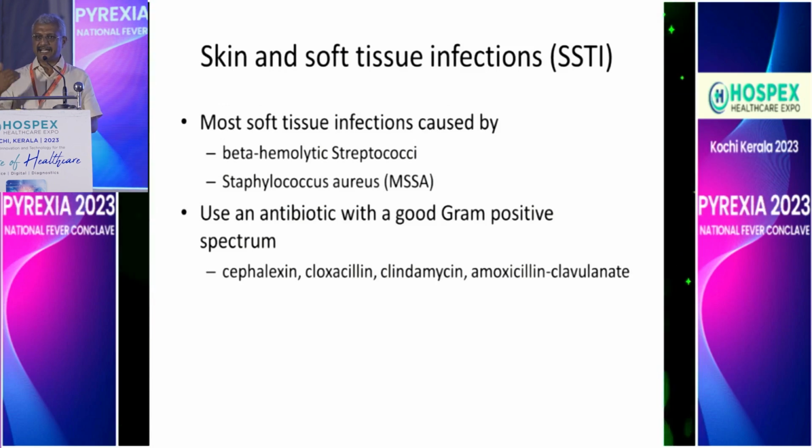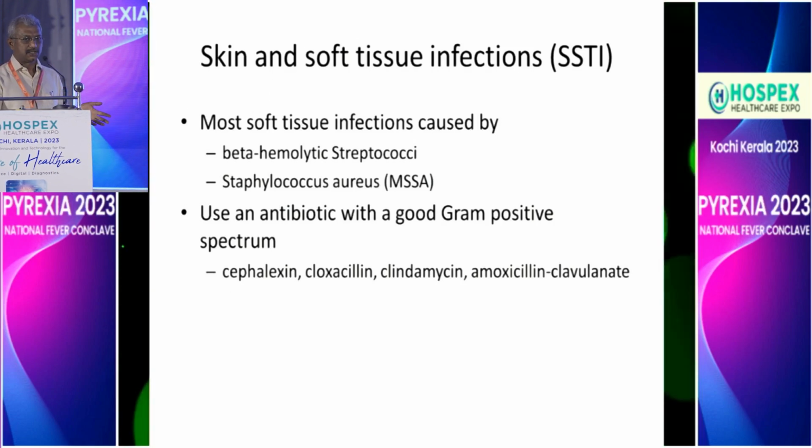So in a normal scenario, cellulitis is basically caused by streptococcus or staphylococcus. Necrotizing fasciitis is basically caused by streptococcus, staphylococcus, and anaerobes. This is how it goes on. So if you have this streptococcus, what will be our choice here?